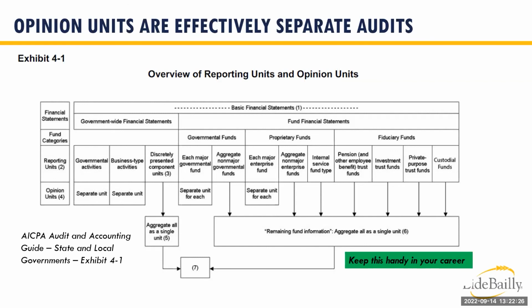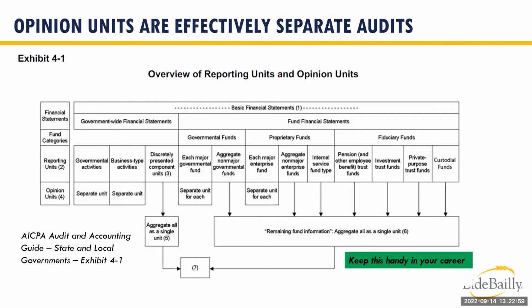There are differences between reporting units and opinion units due to the component unit relationships. Remember those other entities that are so closely related to the government that we have to include them. So keep this one handy. Notice that there will be differences between what the preparer reports, which is in the center of the screen, and what the auditor audits, which is in the lower part of the screen. And notice the level of aggregation.